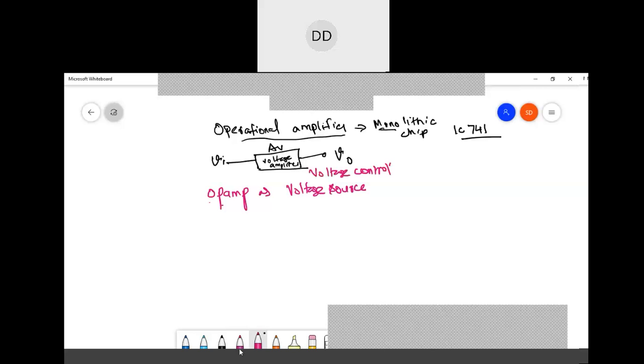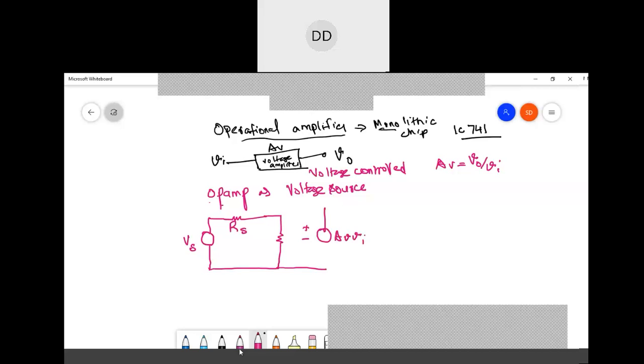There are certain items that are current controlled also. Here the gain AV is V naught by Vi. The elementary basic module of the operational amplifier, which we have seen in the previous class also, is like this. This is our supply voltage. Then we have a resistance, the resistance on the supply side, and the input resistance. Then we get the gain, AV into Vi, where Vi is the voltage on the input side.